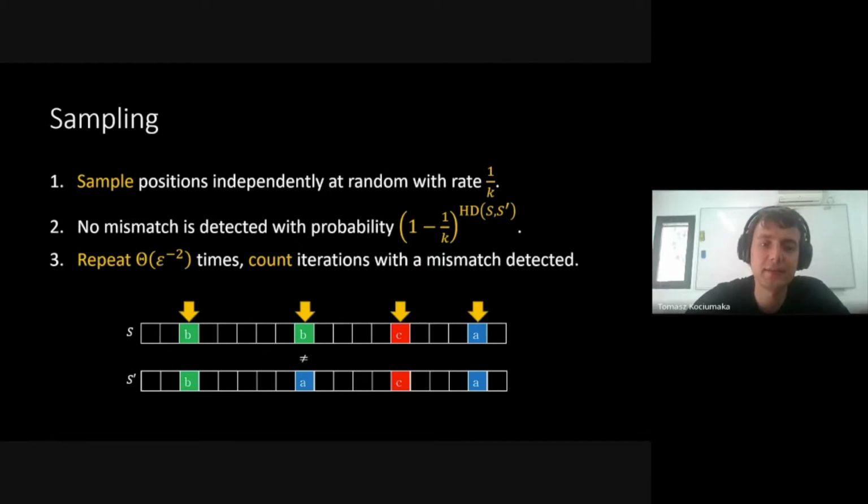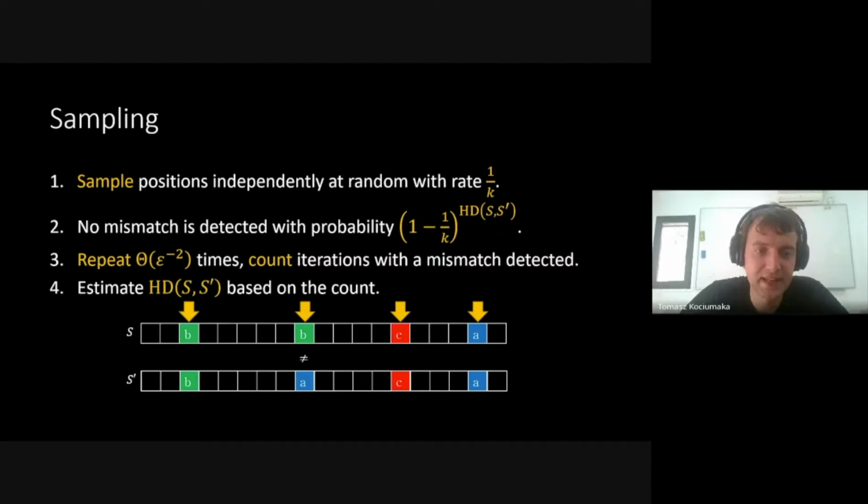And now it turns out that if you repeat this process epsilon to the minus 2 times, then the count of the number of iterations with a mismatch detected, as opposed to those iterations with no mismatch detected, can be used to approximate the Hamming distance. And that's relatively easy using Chebyshev's inequality, but I will not have time to get deeper into the calculations. So that's for a single pair of strings, but our problem is to consider all the fragments of T and the pattern P.